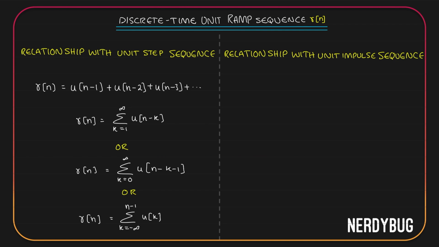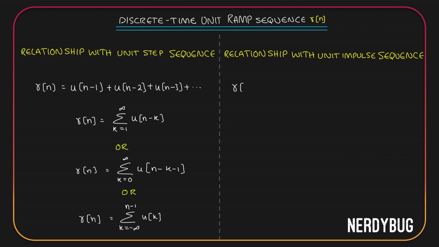Let's try giving values. If you give the maximum value n minus 1 to k, you will get u of n minus 1. The next value that is below n minus 1 will be n minus 2. If you give that to k, you will get u of n minus 2. The next value n minus 3, you will get u of n minus 3. Goes on like that, and we are exactly getting this. So that is also a mathematical representation of r of n. So let's move on to its relationship with unit impulse sequence.